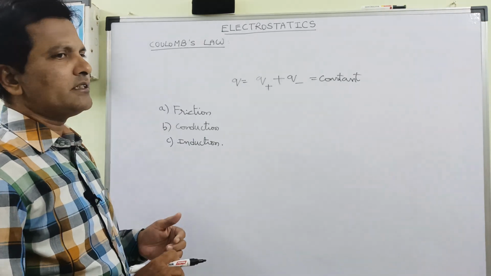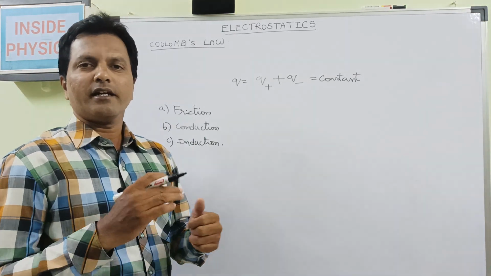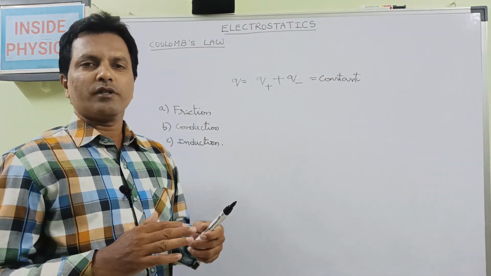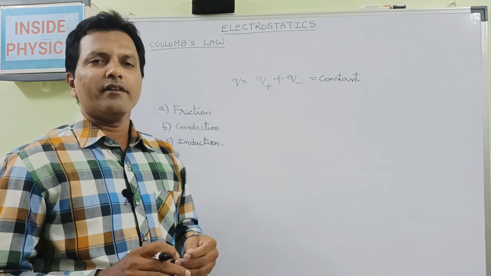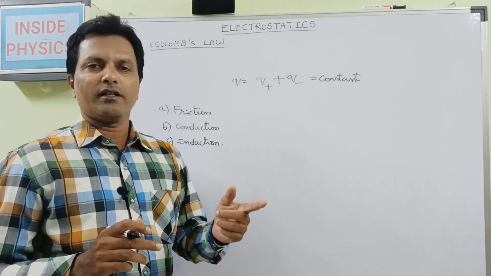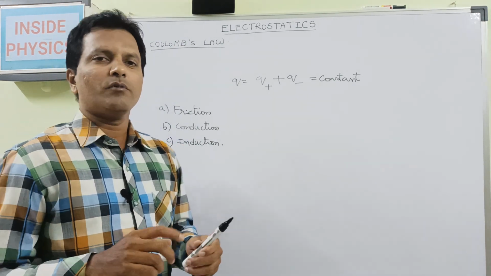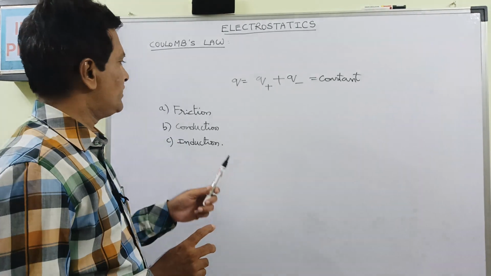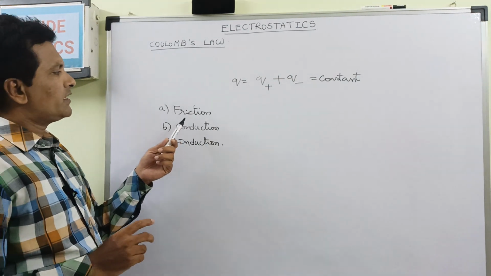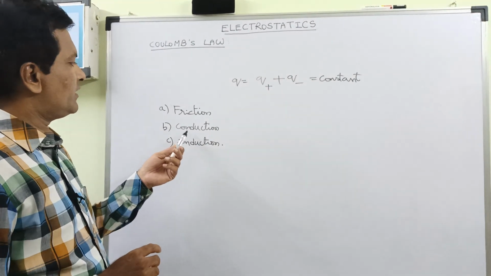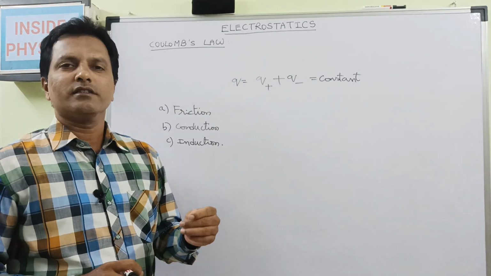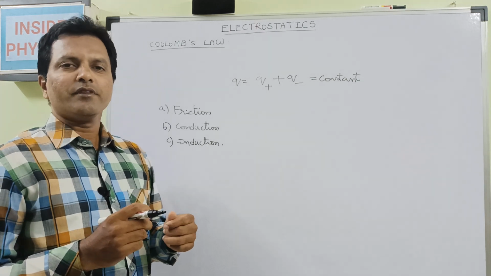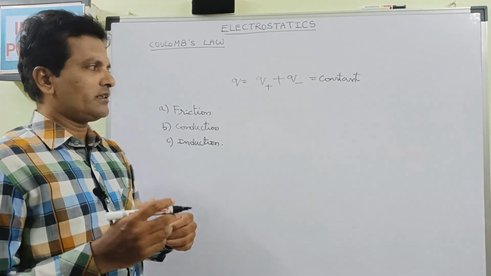We know friction is rubbing an object with another object. Because of the frictional force, electrons move from one body to another, and in this process one body becomes positive and the second body becomes negative. In this way, by the frictional process we can electrify an object. The second one is conduction. Conduction is a process by which we can charge a body through a wire or some conductor.